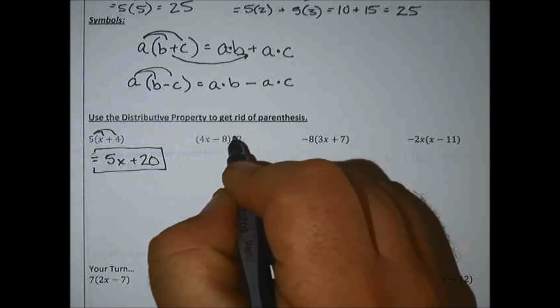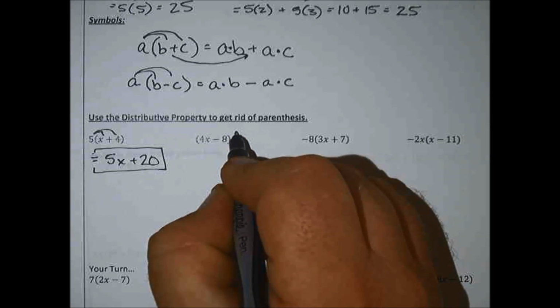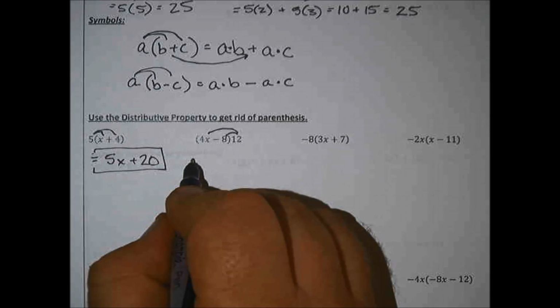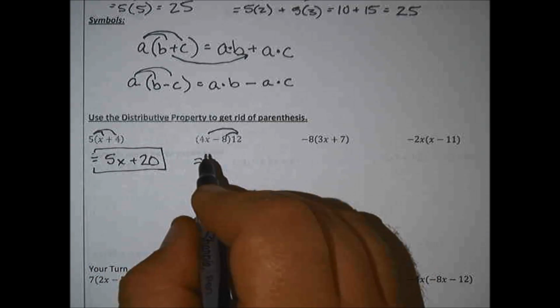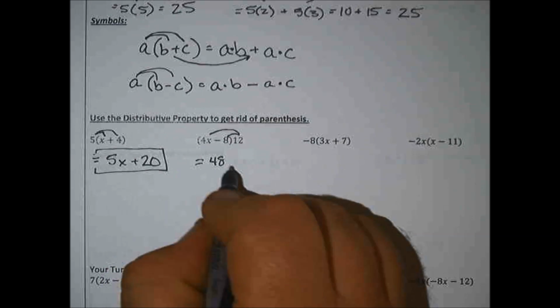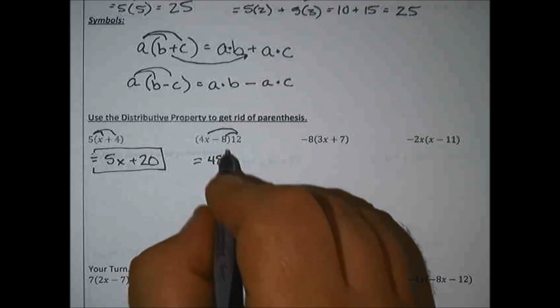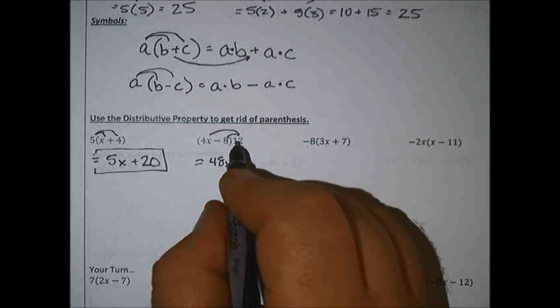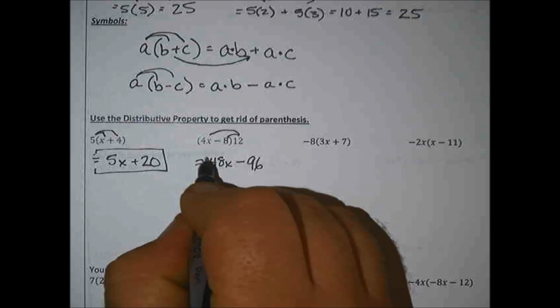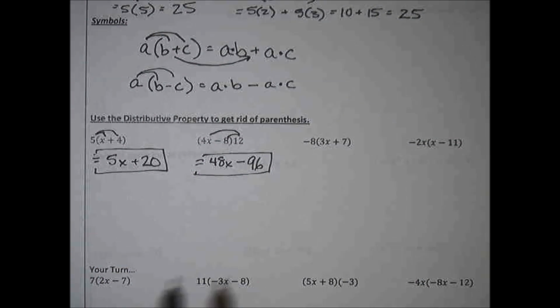Here, my number on the outside is kind of on the wrong side. It doesn't really matter what side that number's on. I can still distribute it. So 12 times 4, well, that's 48. I have that x there, I'll just keep it there. Minus, there's that minus sign. 12 times 8 is 96. And that'll be my answer.